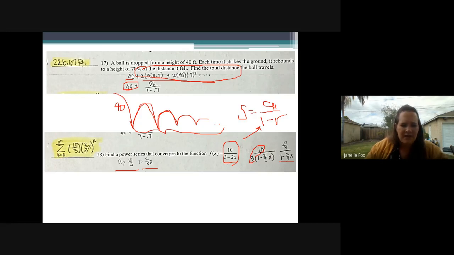So it's sigma of k equals 0 to infinity. This is your first term, right? And then you do the R value, 2/3 x, and then to the k power. It looks really nice. Okay, another version of this is to make it be k equals 1, and then do the power as k minus 1. Either of those would have been okay.